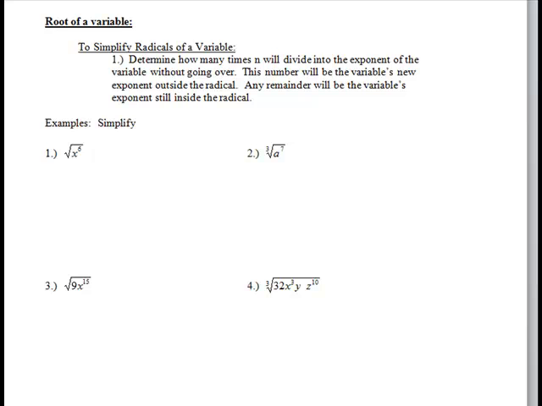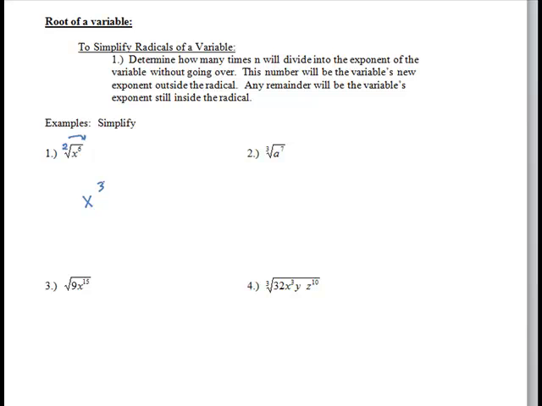Example 1, obviously the radicand, x to the 6. The index not shown, so it's automatically 2. So to simplify a radical with a variable, determine how many times the index would divide into the variable's exponent without going over. So 2 goes in the 6 3 times, so that's going to be x's new exponent, x cubed, outside the radical. And in this case it divided in evenly, so we do not have a remainder, which means we're done. The square root of x to the 6 is x cubed.